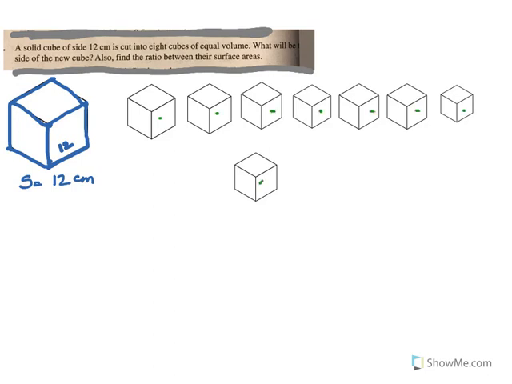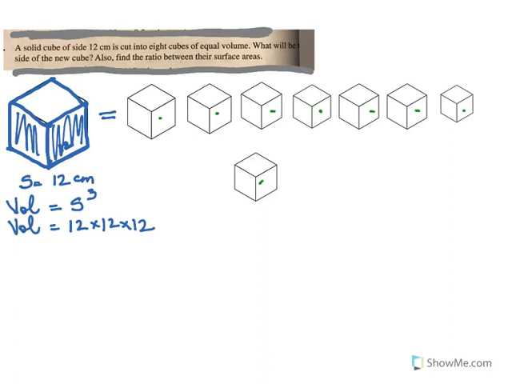7, 8 cubes. Which means the volume of this large cube will be equal to 8 such volumes. Let's find the volume of this cube. We know the side is 12, so the volume will be s cubed, that is 12 into 12 into 12.